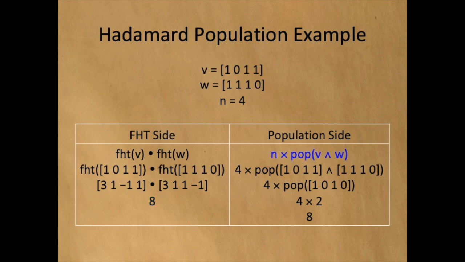On the population side, we have the expression n times the population of v intersect w. We substitute n, v, and w into the expression to get 4 times the population of 1, 0, 1, 1 intersect 1, 1, 1, 0. Computing the element-wise intersection gives us 1, 0, 1, 0. The population of that is 2, and simplifying gives us 8. So we can compute the results either way.